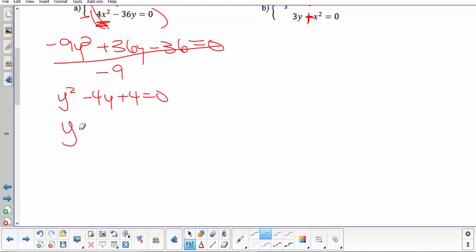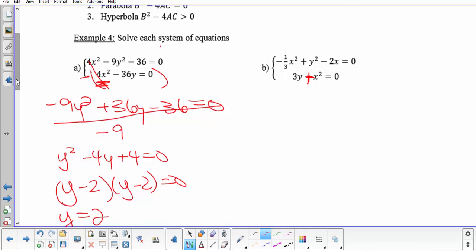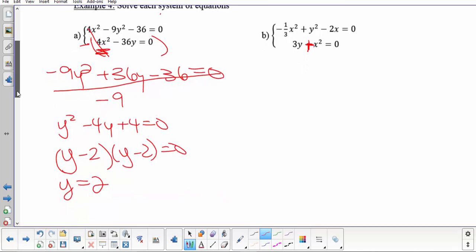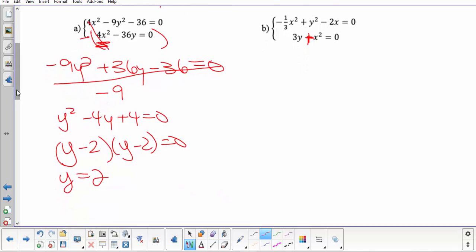So this will factor to y minus 2 times y minus 2 equals 0, which means y equals 2. Now to solve this, I'm going to substitute this back into one of the 2 equations. It doesn't matter which equation we substitute it into, but in this case I think the bottom one is easier because we have less to work with. There's only 2 terms in the bottom equation.